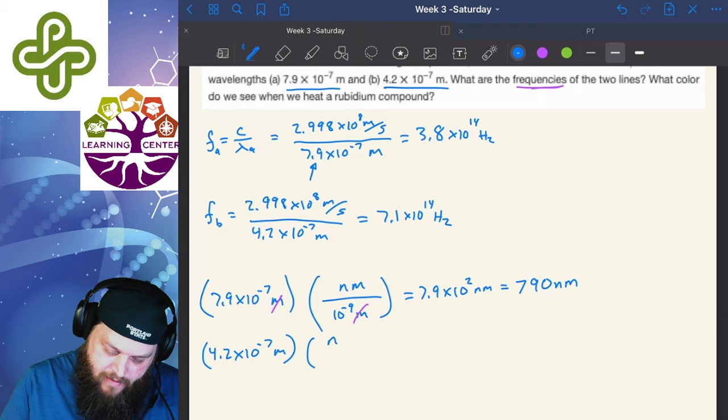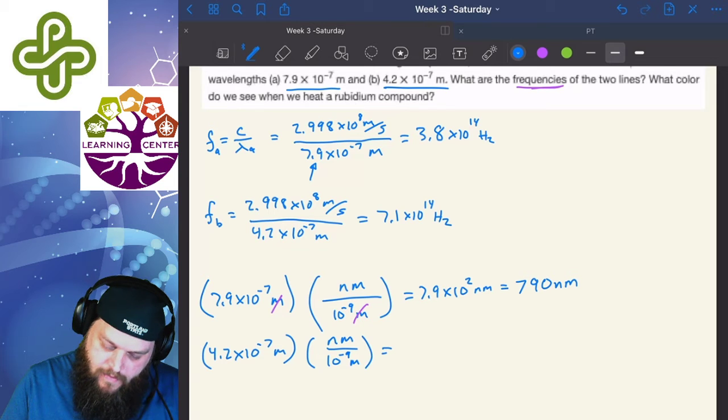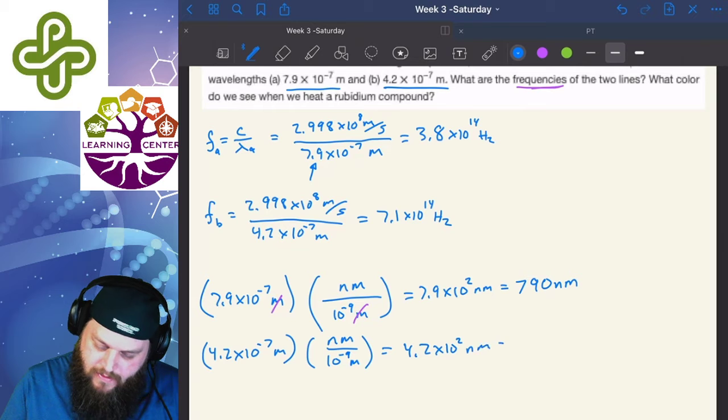Doing that to the second part, that's 4.2 times 10 to the -7 meters, multiplying by my conversion, nanometers per 10 to the -9 meters. That's going to equal 4.2 times 10 to the 2 nanometers, which is equal to 420 nanometers.